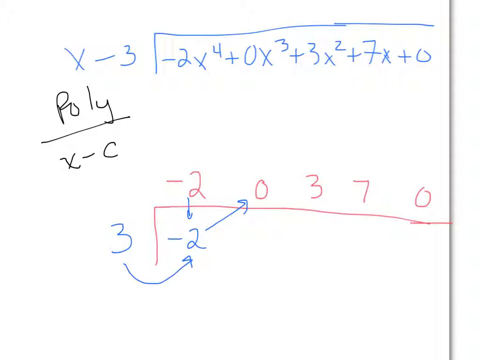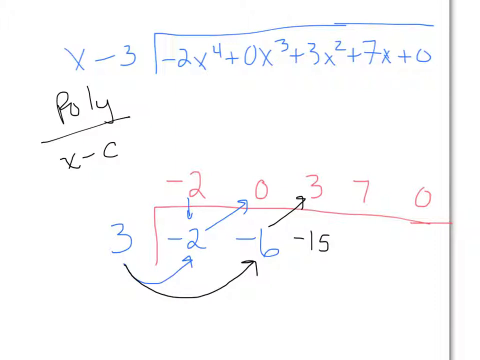3 times -2 is -6. -6 plus 0 is -6. So write down -6 then. Then, again, it's distributive, right? This is like distributive. Now distribute the 3 to the next term. Multiply and add. What do you get? -15. When you multiply, you get -18, and you add 3, you get -15.